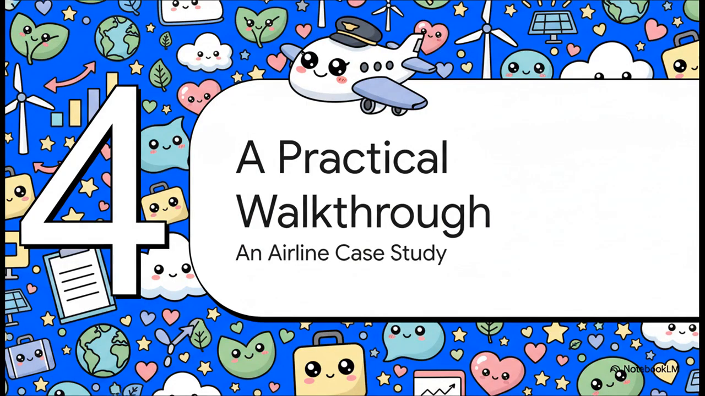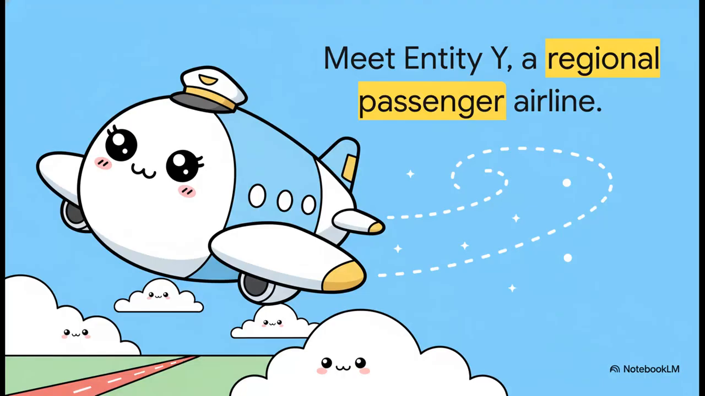All right, theory is great, but let's make this real. We're going to do a quick practical walkthrough using a case study that comes directly from the IFRS S1 illustrative guidance, a regional airline. So let's meet our company. We'll call it Entity Y. And it's a regional passenger airline. This is a classic example of a small or medium-sized enterprise facing the exact same IFRS S1 requirements that you are.